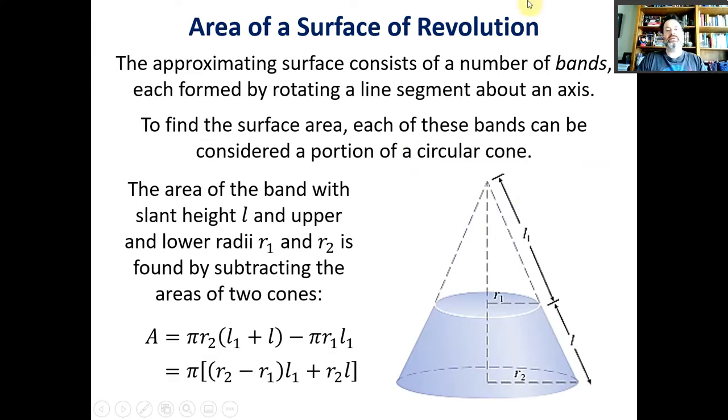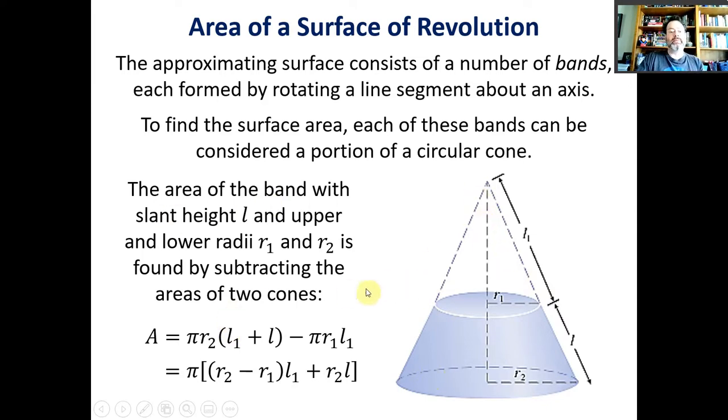Right, so here's what we're going to use. I just talked about this, but here's what we're going to use. So each of these bands, again, think of it as an area. We don't care about the volume of this thing. If you take a line segment at an angle and rotate it, you get a band, which is a piece of a cone minus another piece of a cone. So we're going to look at the surface area of this thing, which is the surface area of the big cone minus the surface area of the little cone. Right, so that's all we're doing.